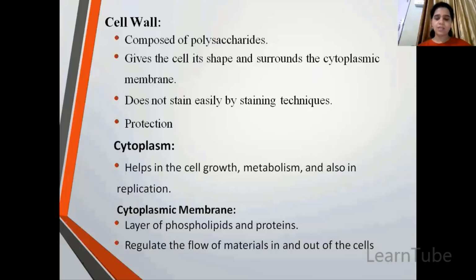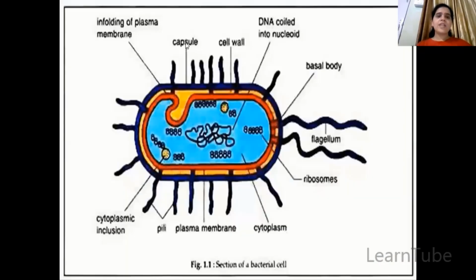If we take a section of this bacteria, this will appear. Here again, the capsule is present, the cell wall is present. This is the DNA material, this is the basal body. These are the two flagella, ribosomes will be present, cytoplasmic inclusions will be there, and these are the pili. Some may or may not contain the folding. It is not compulsory.